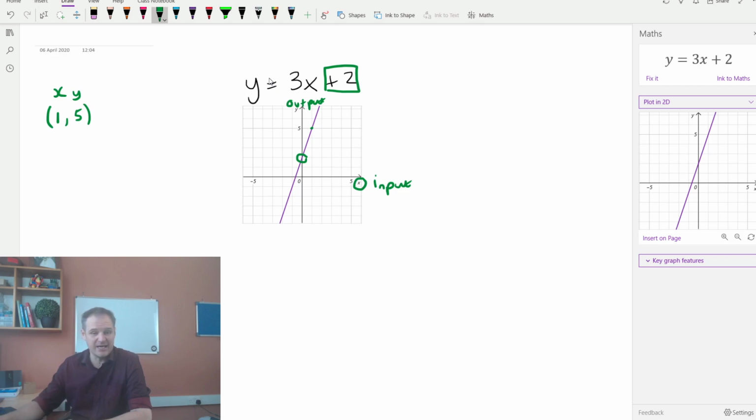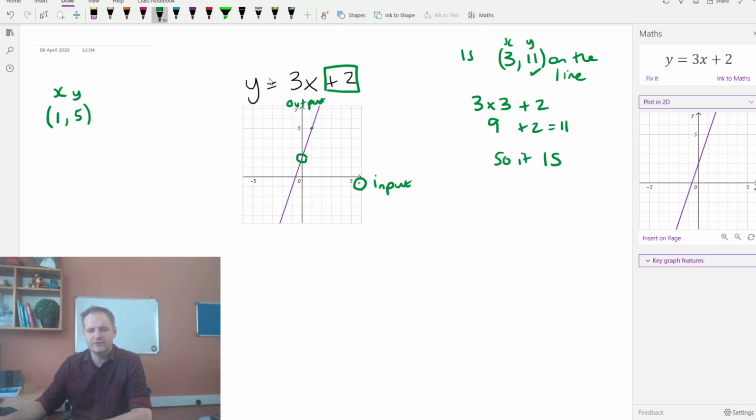And you can test any number. We could test, is 3, 11 on the line? Well, we got an x and a y. I'm going to make it a proper coordinate. So we're going to put 3 times 3 plus 2. That's 9 plus 2 is 11. Yes. So it is on the line.